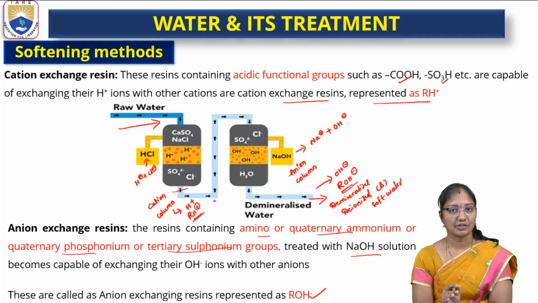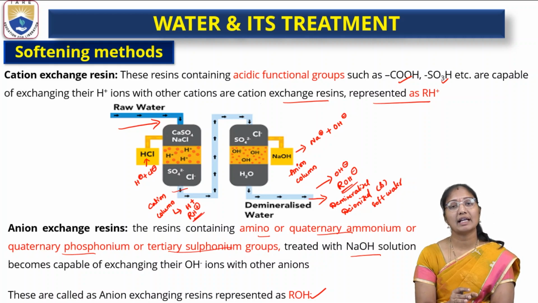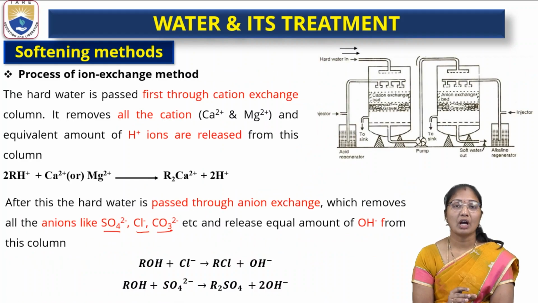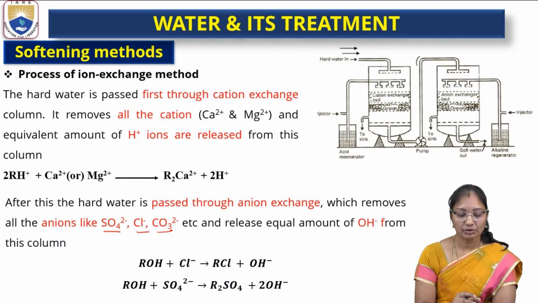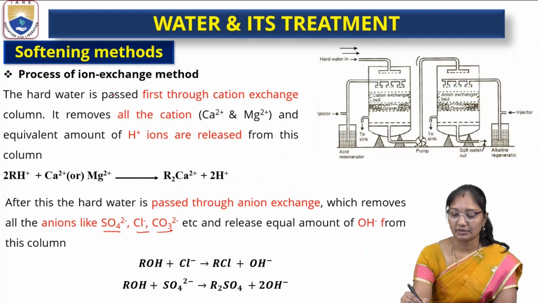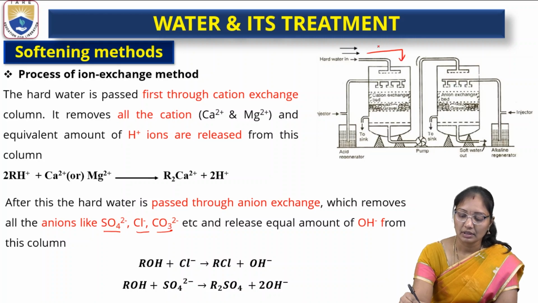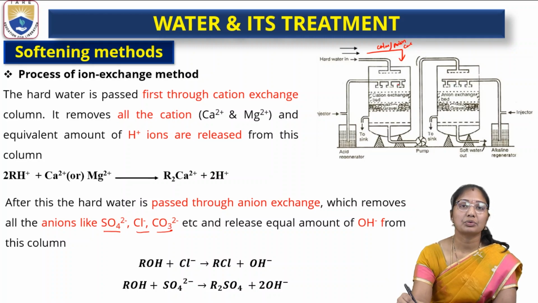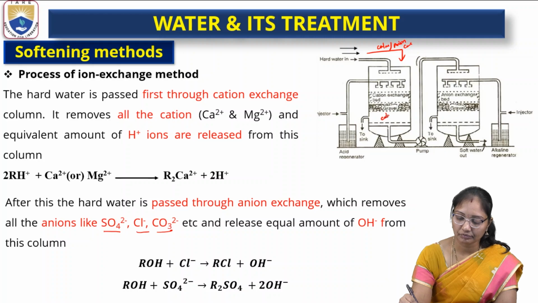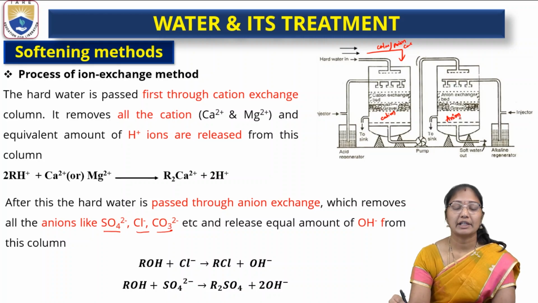So the cation column RH plus is a source of H plus ions by using the mineral acid, which dissociates. HCl dissociates and gives H plus and Cl minus ions, whereas in the anion column NaOH dissociates into Na plus and OH minus ions. So how does the process of ion exchange take place? Here the hard water, meaning water with calcium, magnesium, anions and cations present in it, is passed through the column. This is the cation column. This is the anion column. Here cation exchange column, anion exchange column.